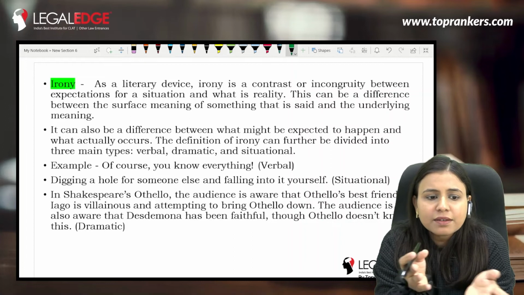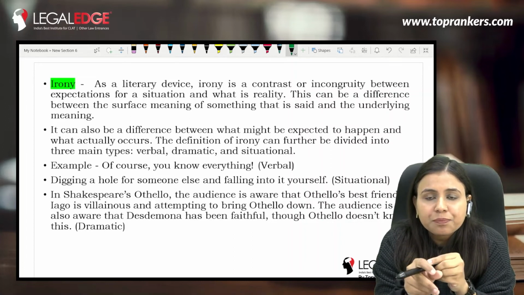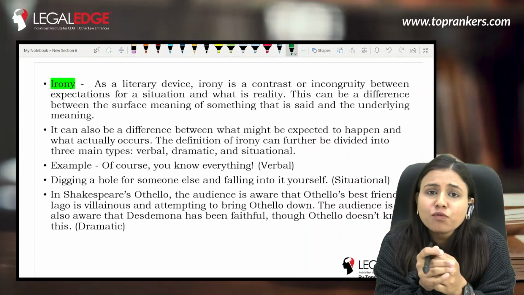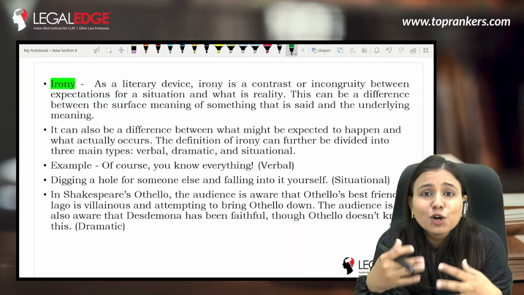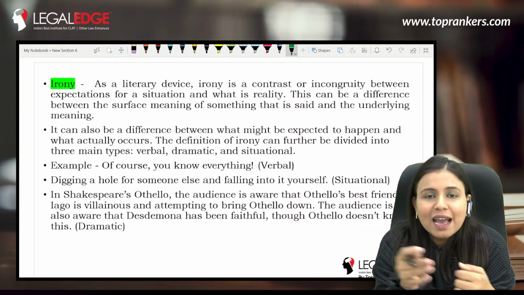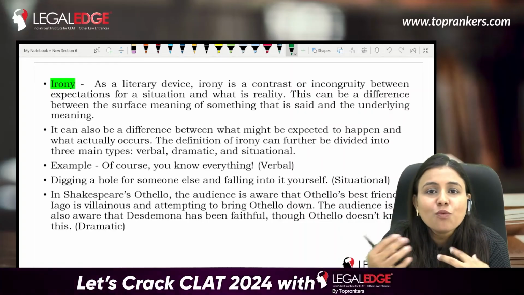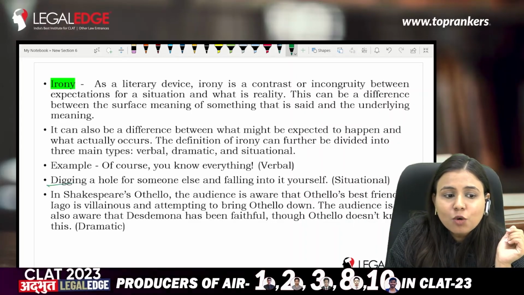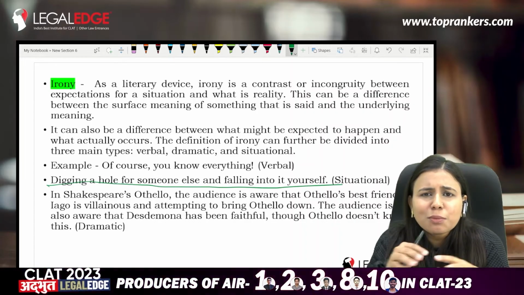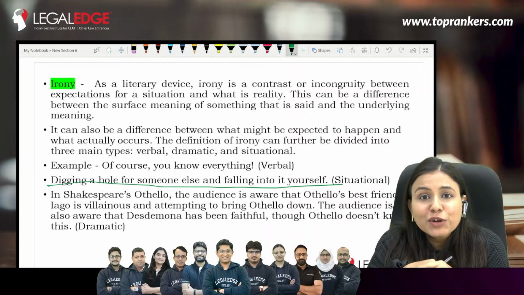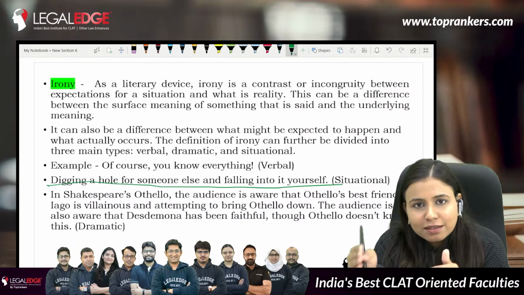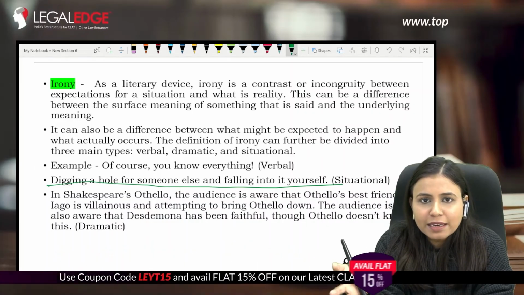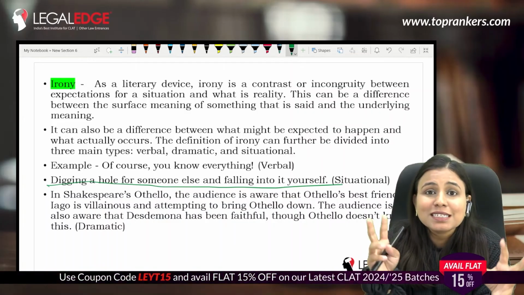For verbal irony, we have an example over here. For example, let's say you know there is a fool in front of you who knows nothing, and you say to him, of course, you know everything, my friend. So, this is verbal irony. Rather than saying you know nothing, I am saying you know everything. So, I am saying the opposite of what I mean. Okay. Situational irony, for example, given over here, digging a hole for someone else, but you fall into it yourself. You might see this a lot in Bollywood movie tropes, right? So you have done something for others, and you are the one who is facing it, right? So digging a hole for your enemy, but somehow you end up falling into it. So this is situational irony.